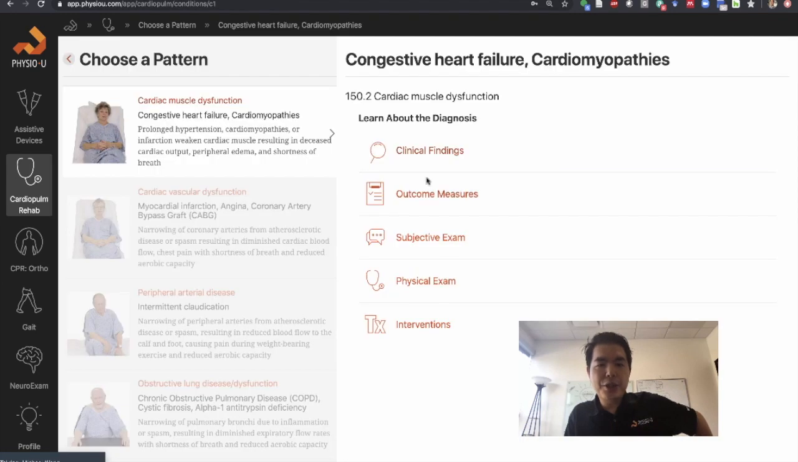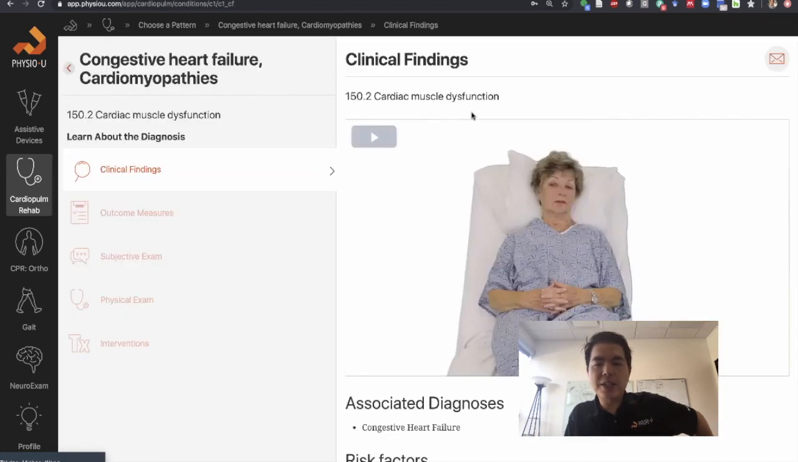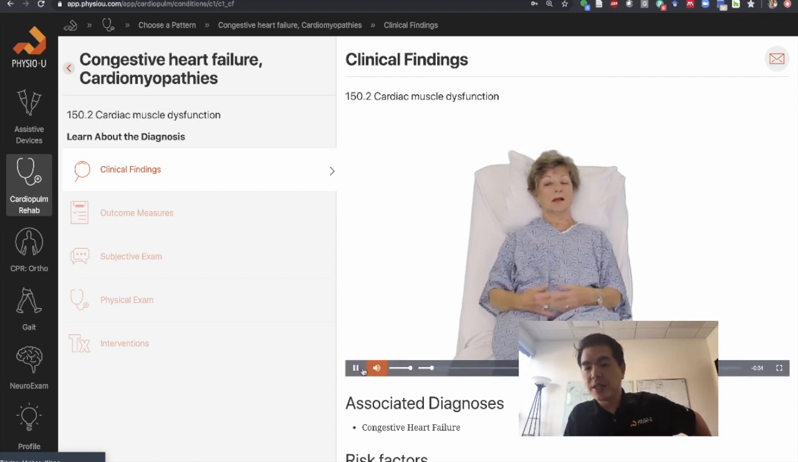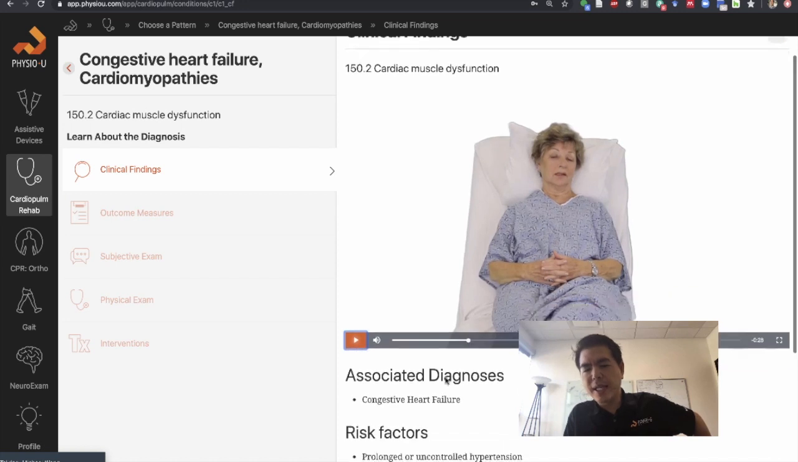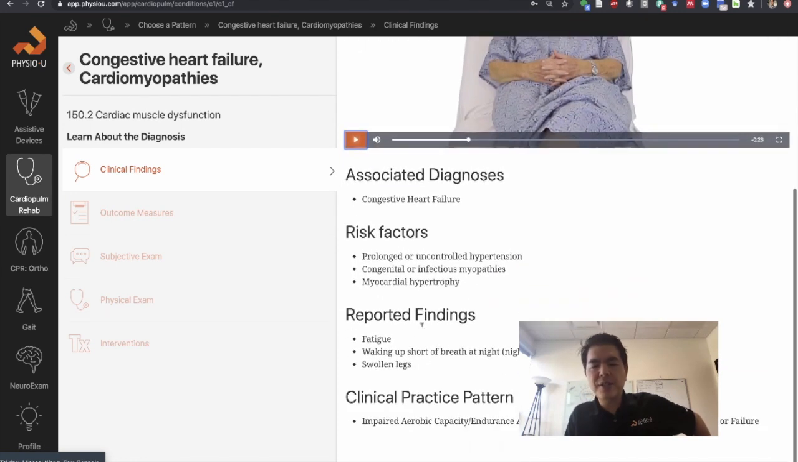And you can use the clinical findings videos as a way to give them context. This person has congestive heart failure. She is fatigued. She has swelling in her legs. So we use this. Well, I have been fairly active all my life, but lately I have been so tired. So she's complaining about swelling, and here are some risk factors. Here are some reported findings that they have.